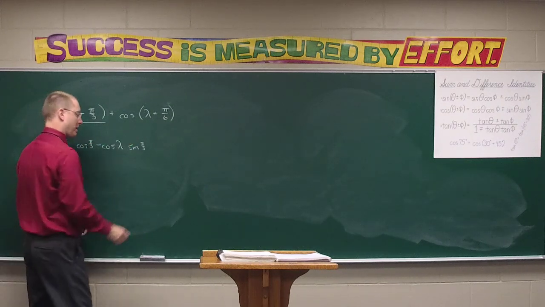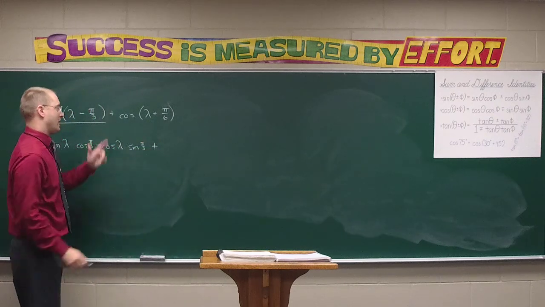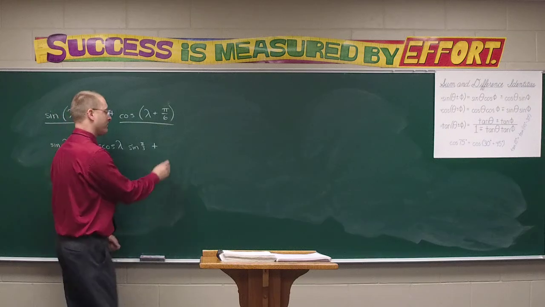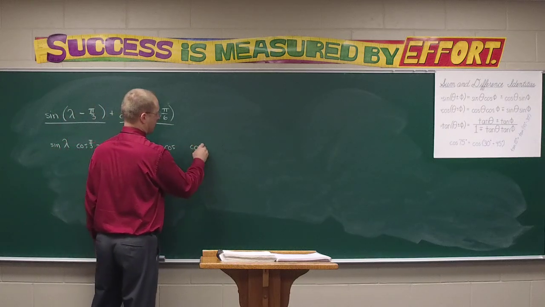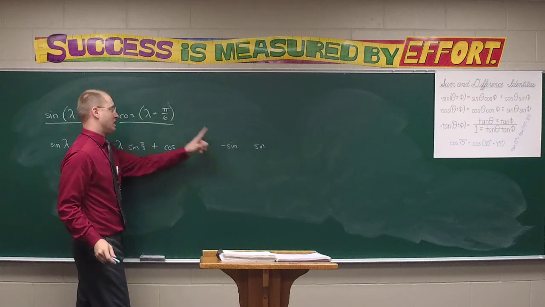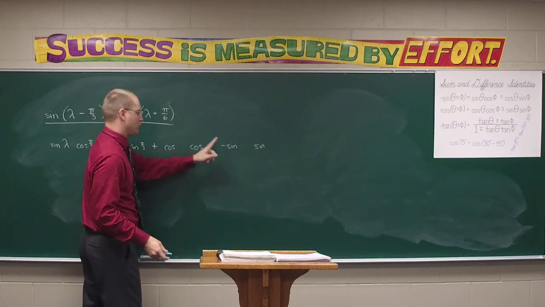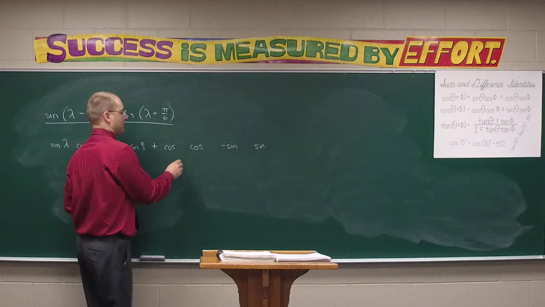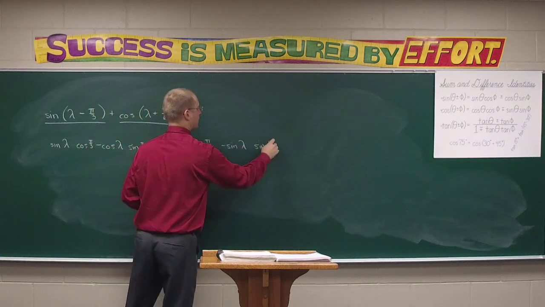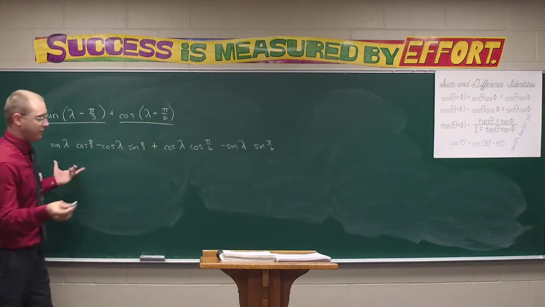Then it says plus, so I put plus. And then it says cosine. Well, this is a cosine sum or difference, in this case sum identity. So I should write cosine cosine, negative sine sine. This sign means we're going to change what was a positive to a negative. And then we drop in the angles: lambda, pi over 6. All right. Easy enough?